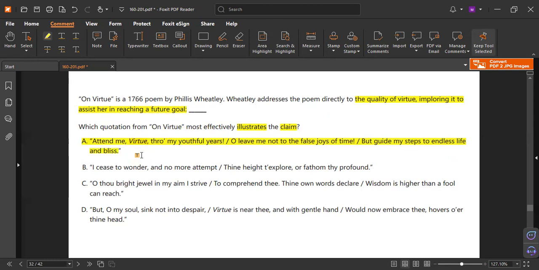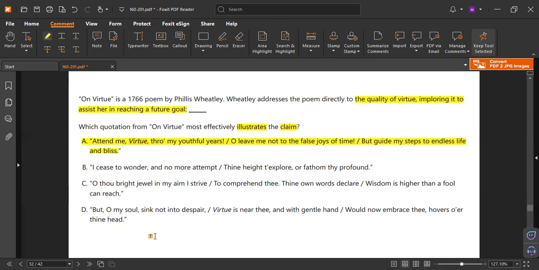I ceased to wonder, I stopped wondering, and no more attempt thine height to explore, or fathom, believe, or discover you profound. Yes, what is the word, the quality of virtue here? There is none. That means there is no mention of the word virtue at all. That means B and C are out of target, out of the claim.